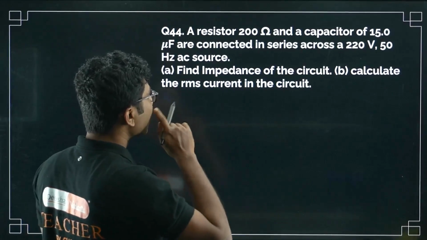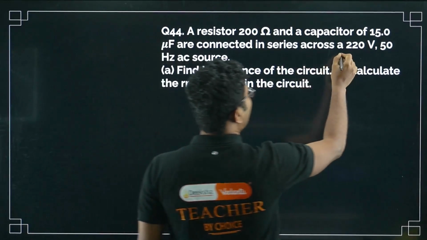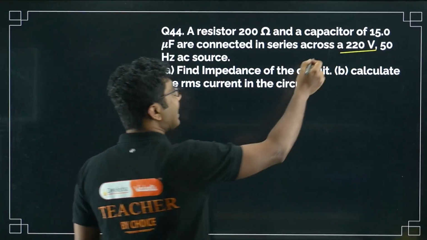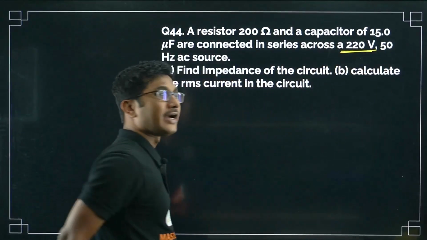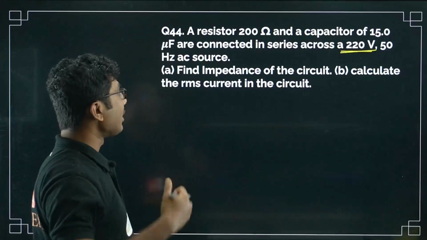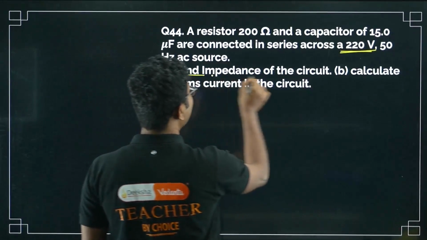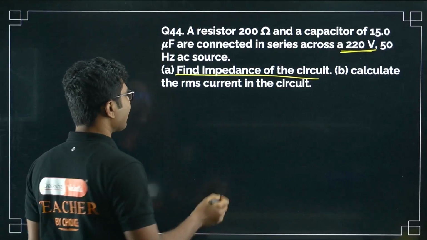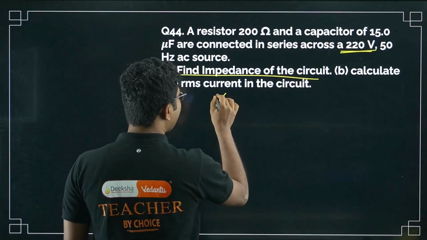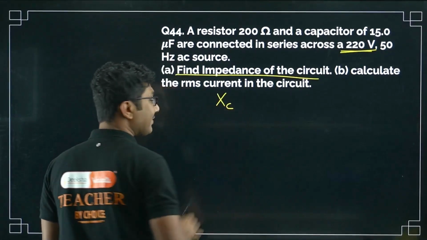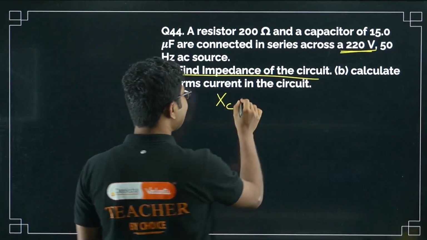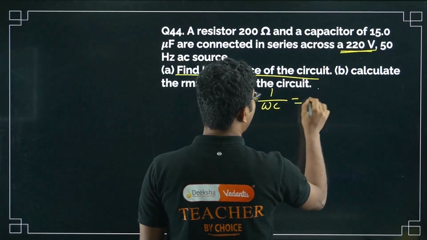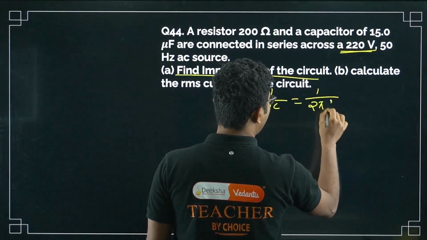Easy question. So voltage is given by 220 volt. It is an RMS voltage. Remember that anything, if not specified, means it is an RMS voltage. Only thing is that if we can find the impedance, we can find the RMS current. This is a very easy question. To find impedance, first of all we have to find capacitive reactance, that is XC. XC is 1 by omega C, that is 1 by 2 pi FC.